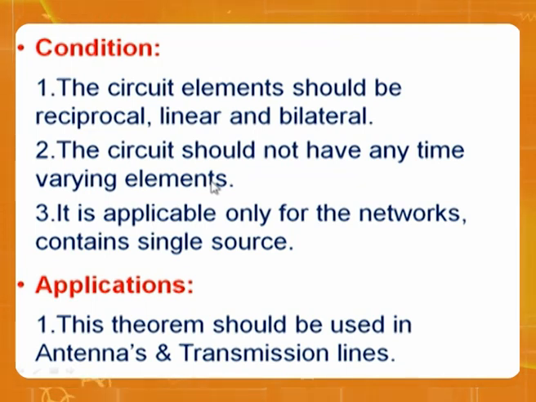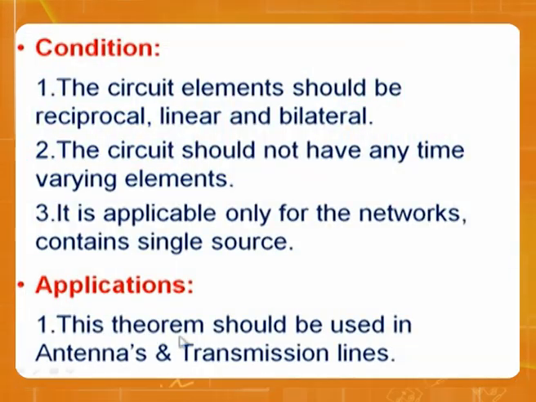So if there is a time varying element, that may violate the theorem. Third, it is applicable only for networks containing a single source. Suppose you have more than one source, what will happen? You are interchanging which source where. That's why it's not like the previous one, it contains only one source. This source with the load here, and source here, load there.